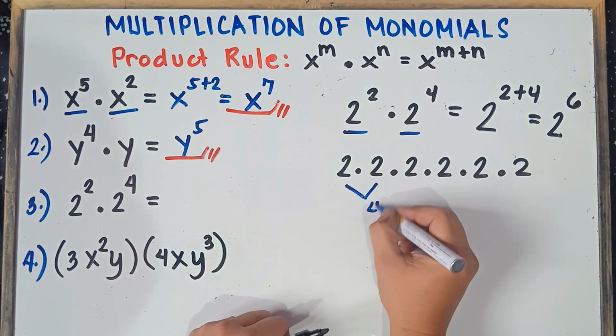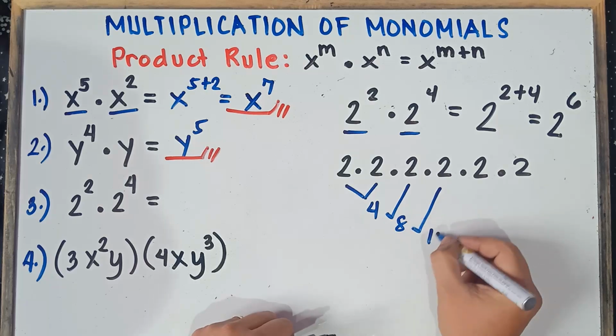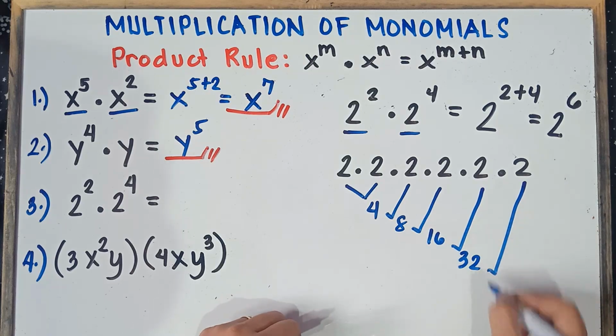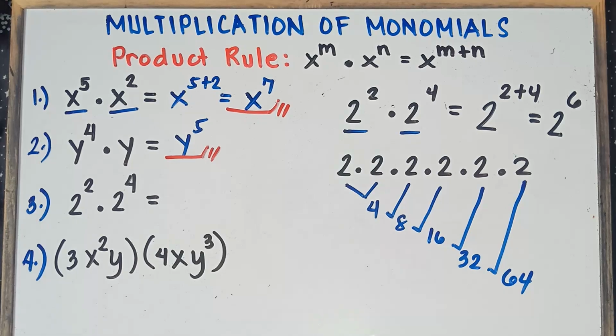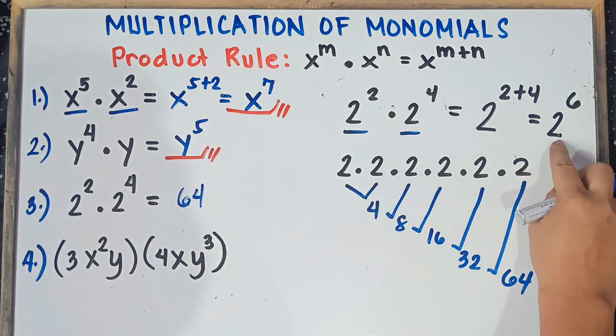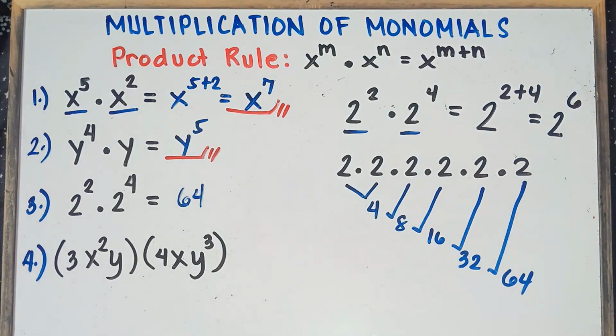2 times 2, that would be 4. 4 times 2, that would be 8. 8 times 2, that would be 16. 16 times 2, that would be 32. 32 times 2, that would be 64. So therefore, class, the answer with regards to example number 3 would be 64. Once again, class, if you can simplify, you always simplify. If you have a number raised to the power of another number, you can always simplify that one, class. So this is 64. Alright, so example number 4.